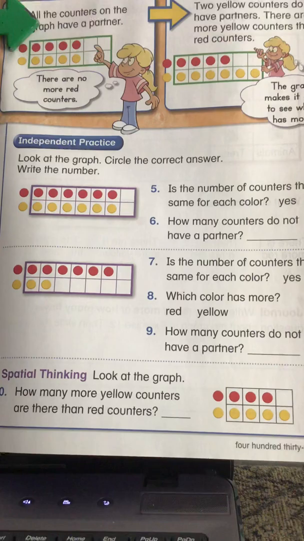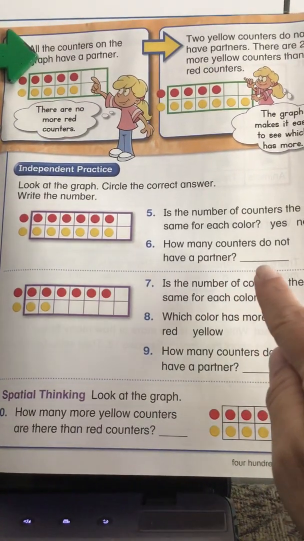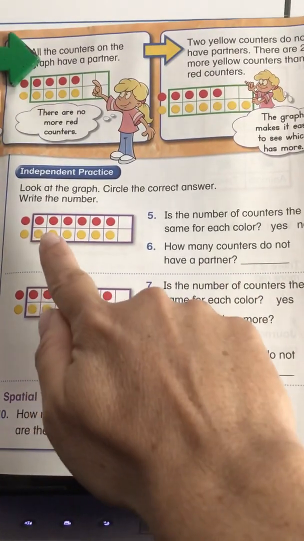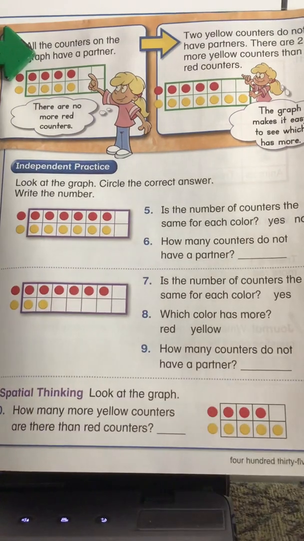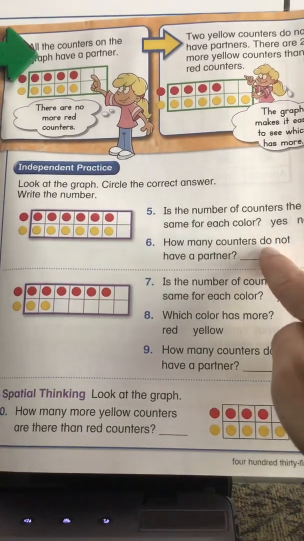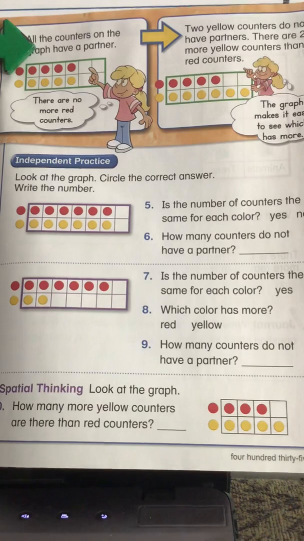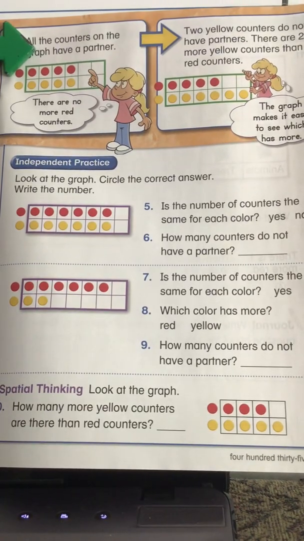Number 6 says, how many counters do not have a partner? Do they all have partners? Yes. So 0 do not have a partner. Write a 0 on the line for number 6.